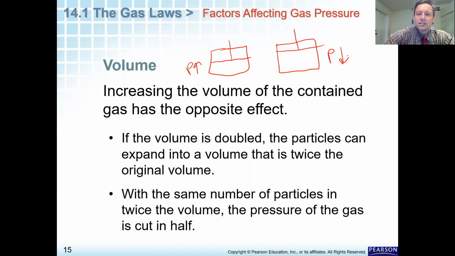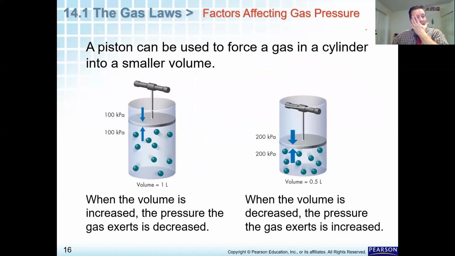So if we say we had 2 atmospheres here and we doubled the volume, now we have 1 atmosphere here. So there is a direct correlation when we talk about that. Pistons, we talked about this, was a little example I drew. If we have this piston and we have 100 kilopascals and we take it from 1 liter to half a liter, so we halved the volume, we doubled the pressure, and you can see that right there.